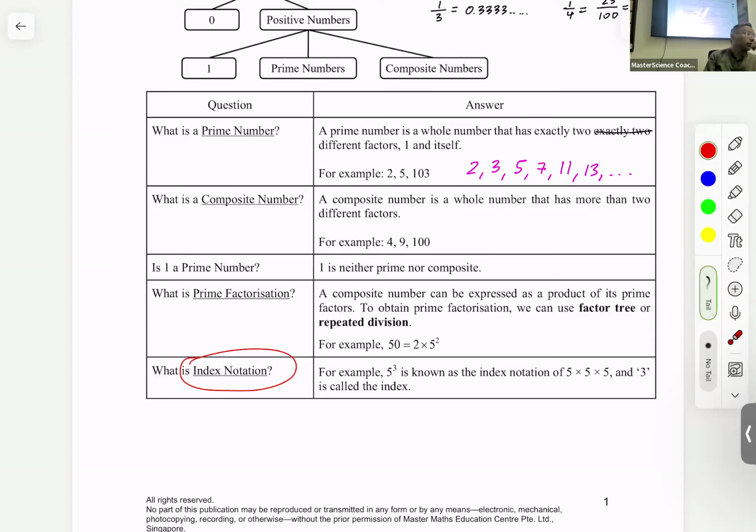So can I take 5 divided by 2? Cannot, right? But can I take 5 divided by 1? Can. Can I take 5 divided by 5? Can. So how many factors does 5 have? 2.